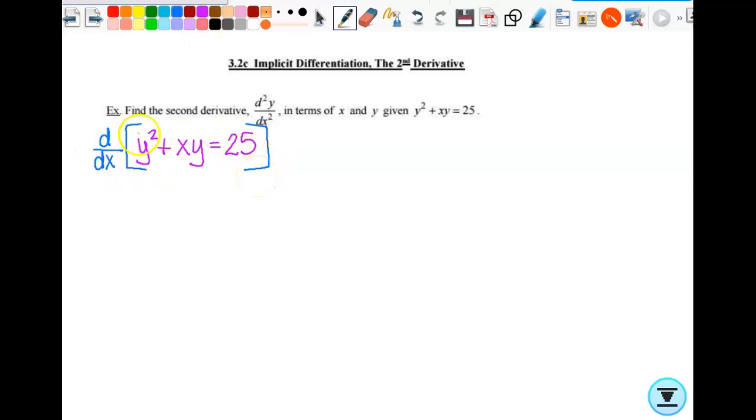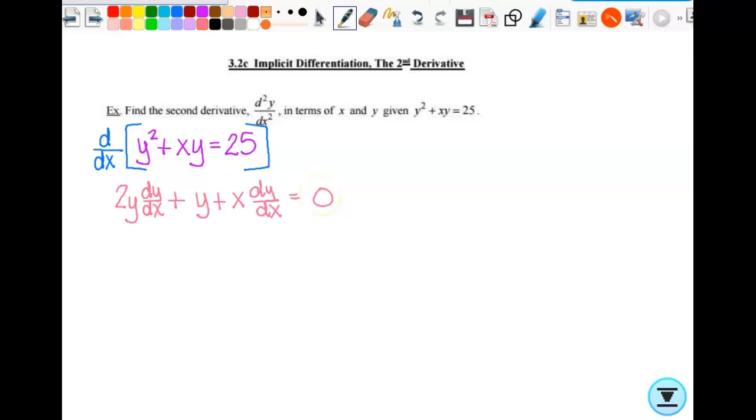So when we take the derivative of y squared, we get 2y times dy dx, because I took the derivative of something with an x with a y in it. Plus, I have to take the derivative of this. What am I going to have to use? Product rule. So it's the derivative of the first, which is 1, you can choose to write it or not, 1 times y, plus the first, which is x, times the derivative of y, which is dy dx. And that's equal to what? 0, because the derivative of 25 is 0.